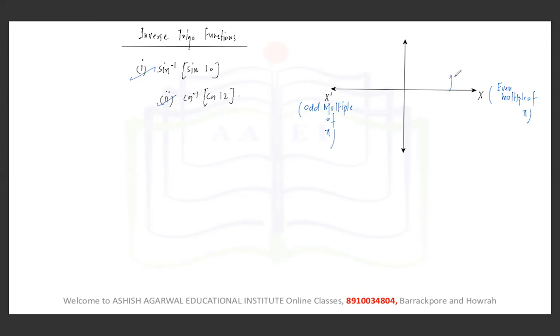So if we add theta to an even multiple of pi, we are getting into the first quadrant. So we can write the first quadrant as even multiple of pi plus theta. Similarly, if you subtract theta from an even multiple of pi, we will land in the fourth quadrant. So the fourth quadrant we can write as even multiple of pi minus theta.